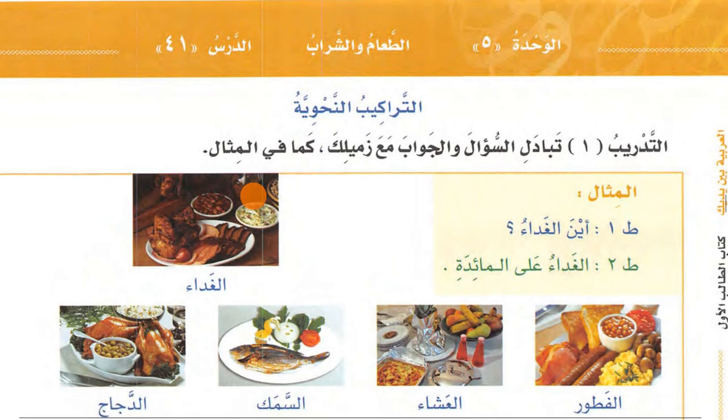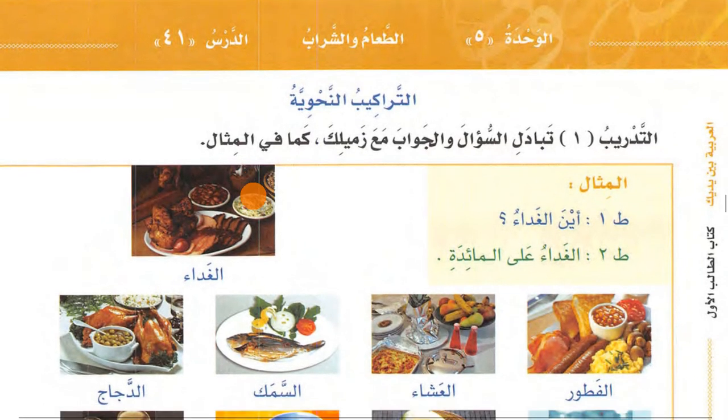Unit five, food and drink. Lesson forty-one, grammatical structures. First exercise: exchange the question and answer with your colleague like in the example. Student one: where is the lunch? Student two: the lunch is on the dining sheet.